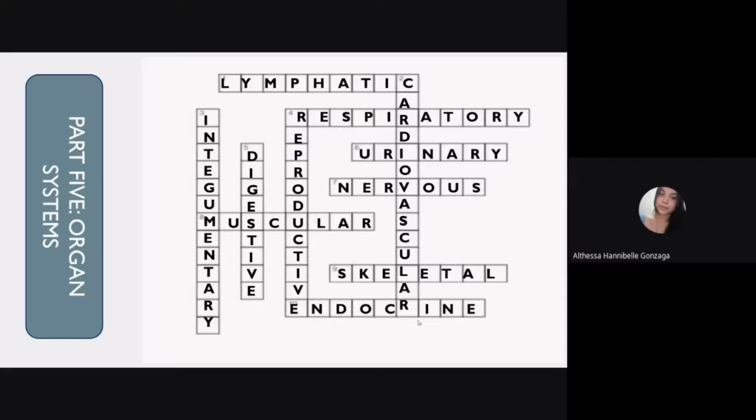Cardiovascular is otherwise called blood vascular or simply circulatory system. It is where our heart is located, and the heart is responsible for delivering oxygen and nutrients to our body tissues. Number 3, integumentary. It is the largest organ in our body that serves as the physical barrier of our body towards the environment. Number 4 is reproductive.